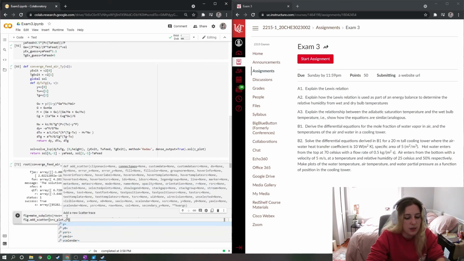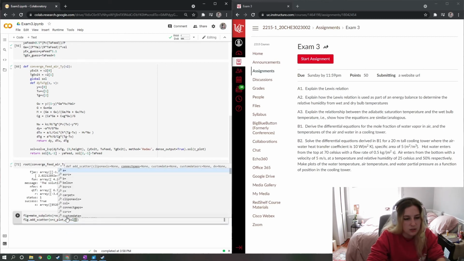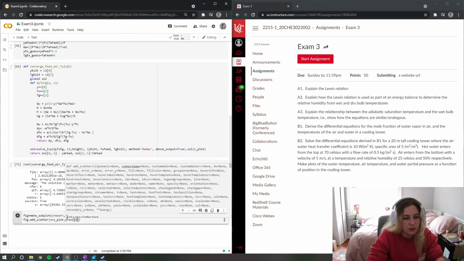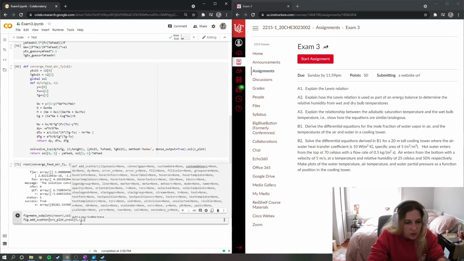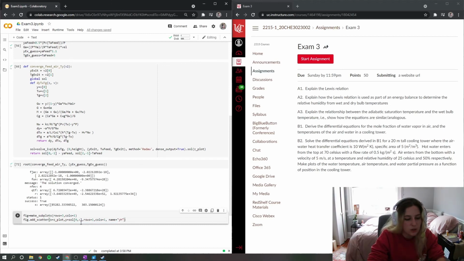So for the first one, it's going to be y equals the solution at the first point in the array, because that's what we made it equal to, for all of the points. So we can use a colon. Is it that right there? And then rows equals 1 and columns equals 1, and then name equals y H2O.